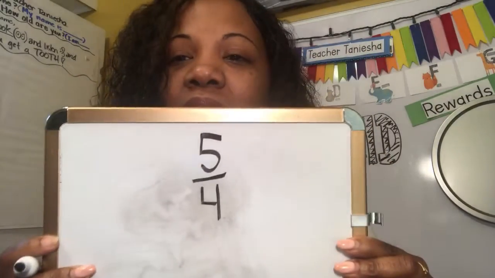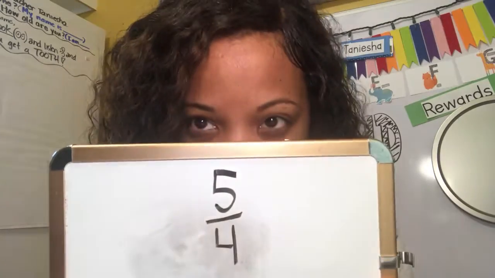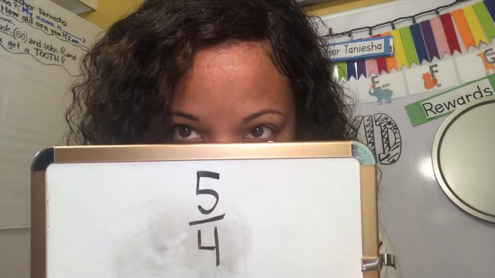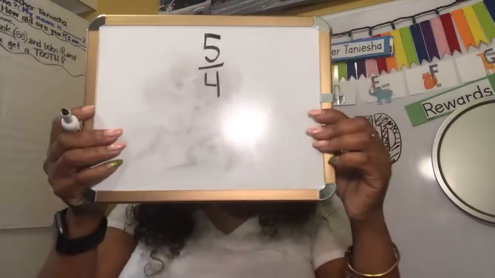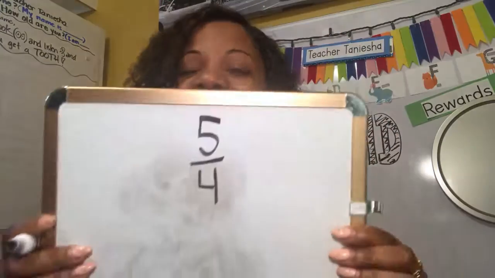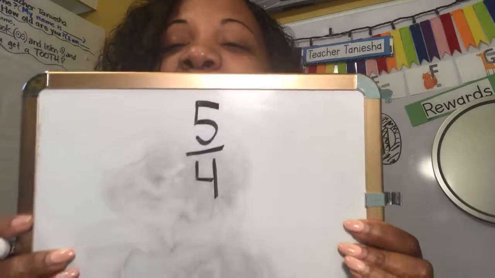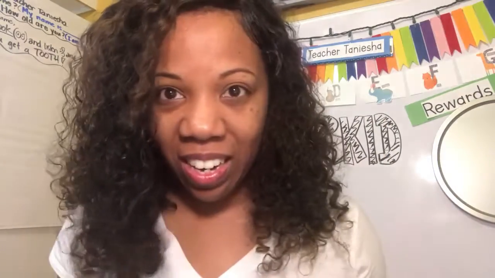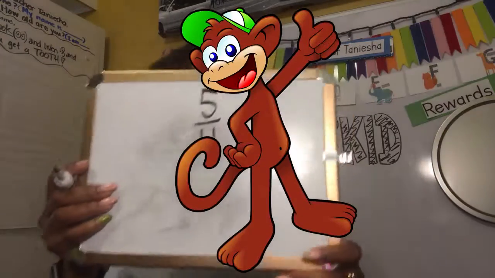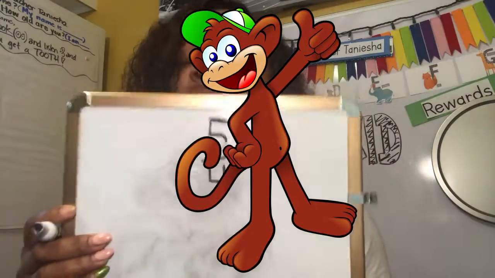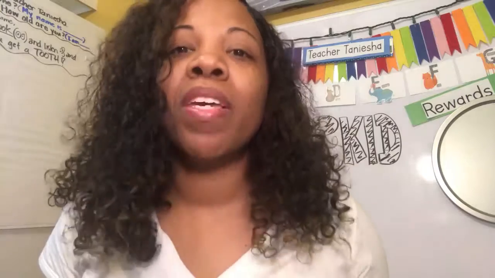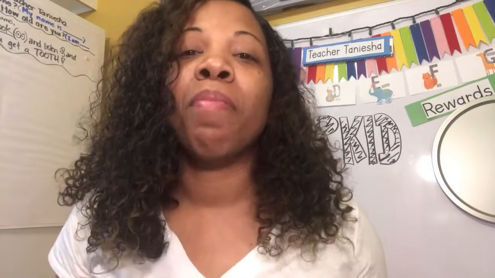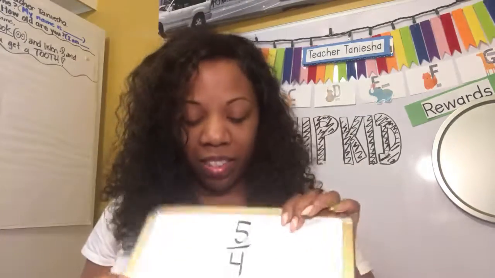What is this called? We used to say it was an improper fraction. No! This is now a fraction greater than a whole. Got it? Okay. So, because this is a fraction greater than a whole, something happens when I multiply it by a number.